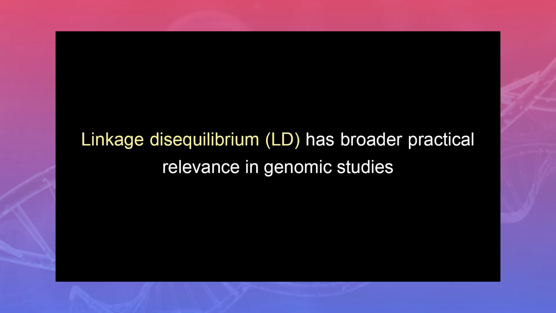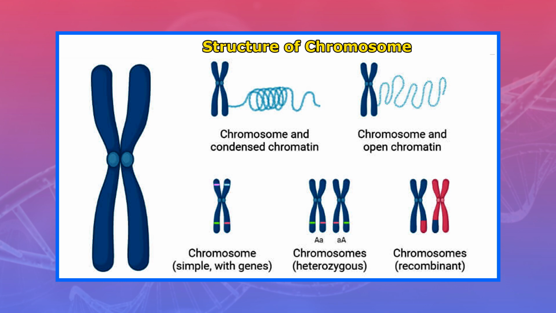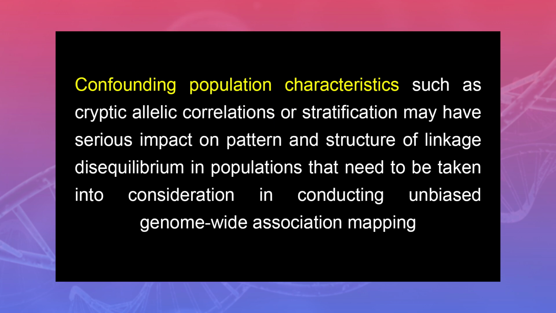The extent of linkage disequilibrium varies across genomic regions, chromosomes, among populations, and between species. In other words, genome-wide averaged estimates of the extent of linkage disequilibrium may not adequately reflect linkage disequilibrium patterns of specific regions or population groups. Linkage disequilibrium has broader practical relevance in genomic studies, like the optimal number of samples and marker density in either genome-wide association or selection mapping studies, which may largely vary due to the extremely diverse pattern of linkage disequilibrium within and among chromosomes. Finally, confounding population characteristics such as cryptic allelic correlations or stratification may have serious impact on the pattern and structure of linkage disequilibrium in populations that need to be taken into consideration in conducting unbiased genome-wide association mapping.